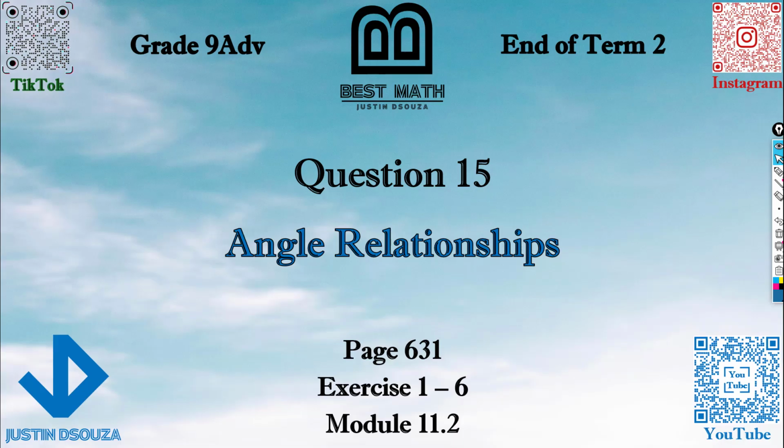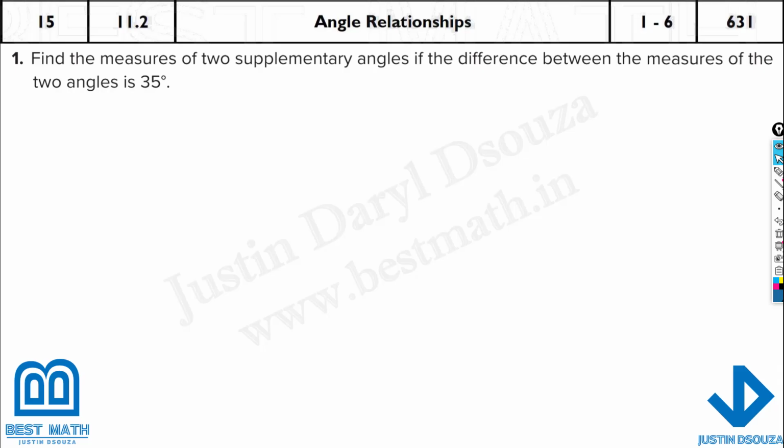In this video, we'll look into angle relationships. We have been told to find the measure of two supplementary angles if the difference between the measures of the two angles is 35 degrees. Before we start, we need to remember what is supplementary and complementary.